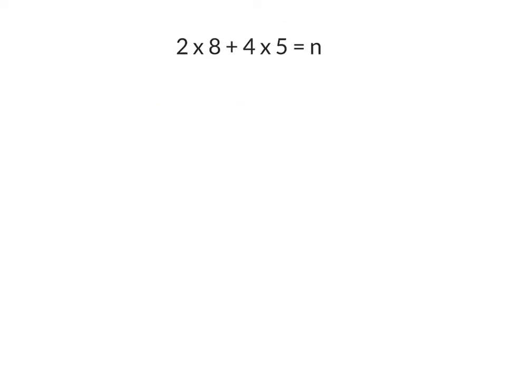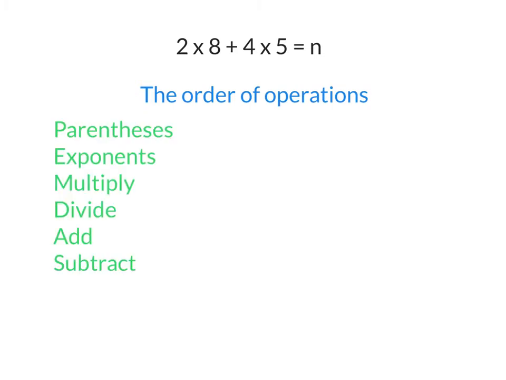If I asked you to find the value of n in 2 times 8 plus 4 times 5, I may get a few different answers. In order to avoid this, mathematicians around the world have agreed on specific rules for computing expressions called the order of operations. The order of operations goes parentheses, exponents, multiply, divide, add, subtract. Many of you may have seen it written out like this.